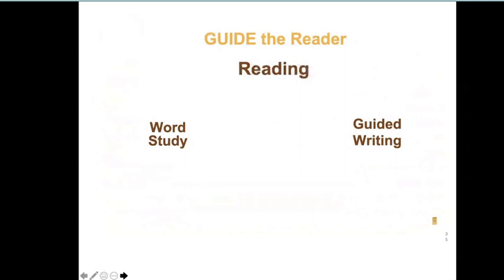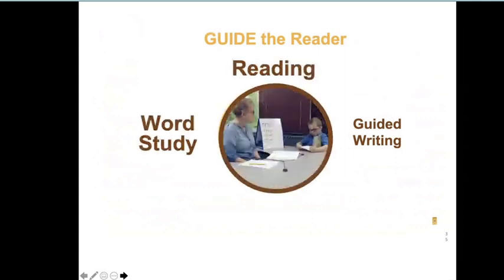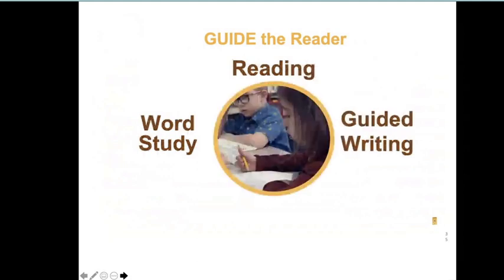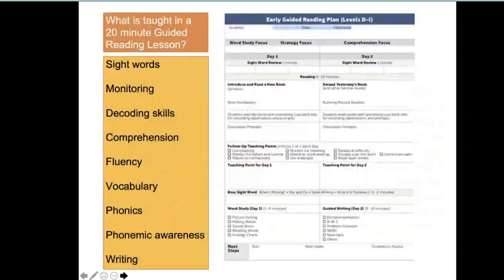So every guided reading lesson has reading, it has word study, and it has guided writing, because we know these are reciprocal processes that we need to make sure we teach with every lesson. So let me take you through what's taught in one guided reading lesson. These are the skills: sight words, monitoring, decoding, comprehension, fluency, vocabulary, phonics, phonemic awareness, writing. What did I miss? These are all the skills that kids need, and they're all embedded in a guided reading lesson that you would do day 1 and day 2. So you would follow the same lesson framework, 20 minutes on day 1, 20 minutes on day 2.